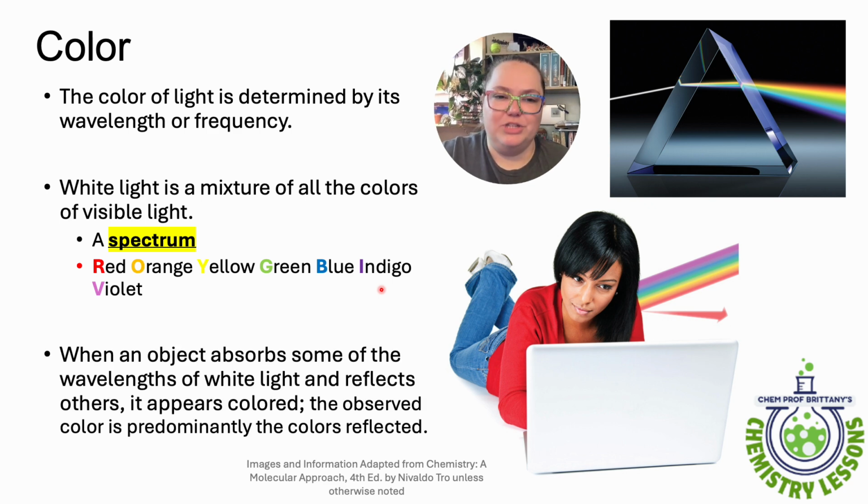So when an object absorbs some of the wavelengths of light, what it does is it reflects others. And the reflected light is what we see. So in the case of this woman's sweater, we're getting white light, meaning all of the colors onto the sweater, and then the sweater absorbs everything except for the red light, which is reflected, which is why the sweater looks red to us.